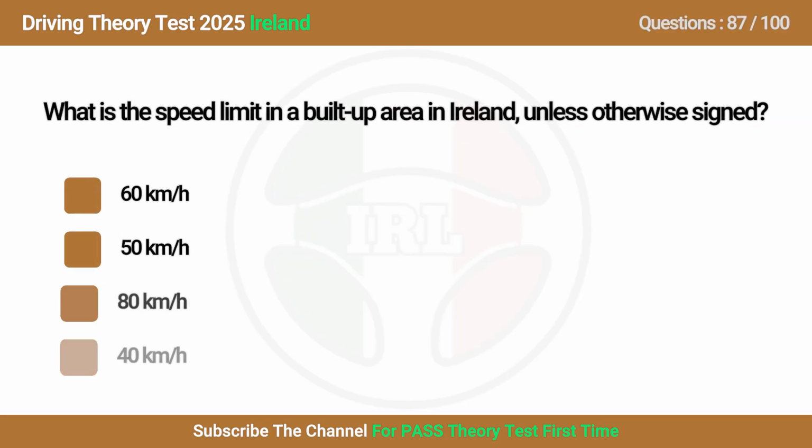Question 87. What is the speed limit in a built-up area in Ireland unless otherwise signed? A. 60 kilometers per hour. B. 50 kilometers per hour. C. 80 kilometers per hour. D. 40 kilometers per hour.